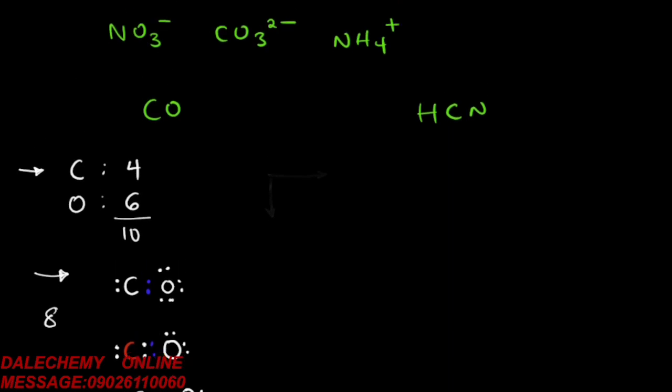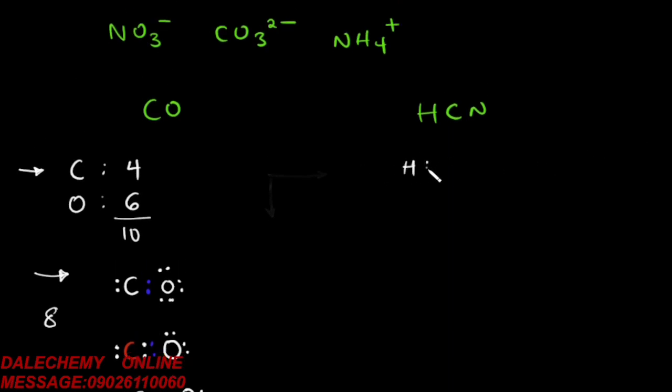And what this is telling you is that we are going to have a triple bond between this carbon and oxygen. So that's the meaning of, because a pair of electron means a single bond. So that's how to draw the structure for that. And as you can see, we have a triple bond. The same thing for hydrogen cyanide too.